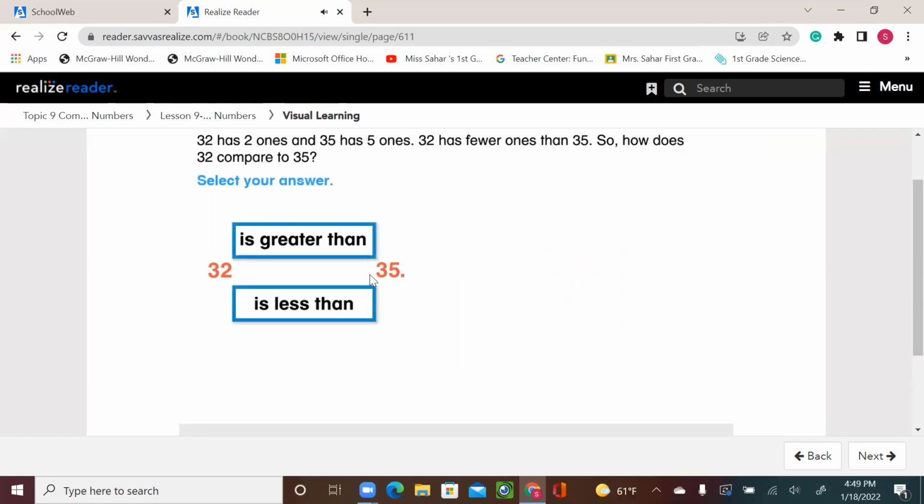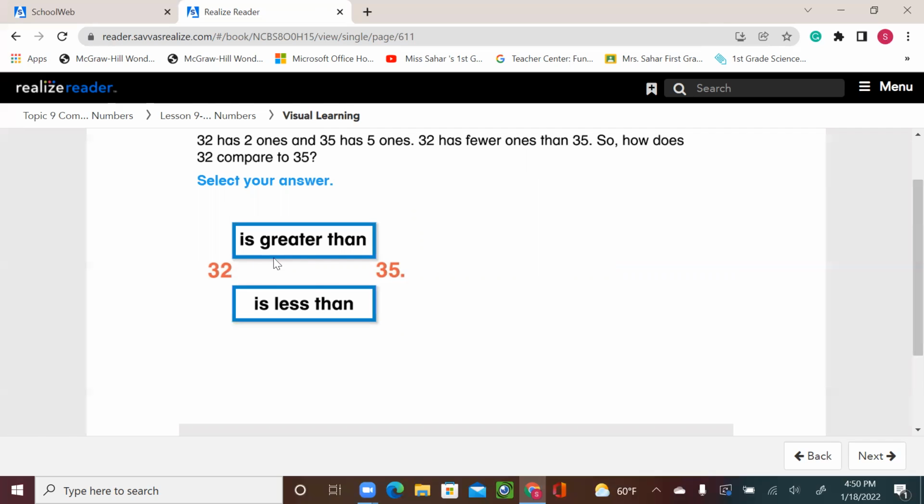Select your answer. All right, so we agree now that when I compare two numbers, and these two numbers are two-digit numbers, I'm looking for the tens. If the number has more tens, that's greater than. All right, now I have 32 and 35. As you see, both have the same number of tens. So in this case, I'm looking for the ones. I see 32 has 2 ones and 35 has 5 ones. 32 has fewer ones than 35. So how does 32 compare to 35?